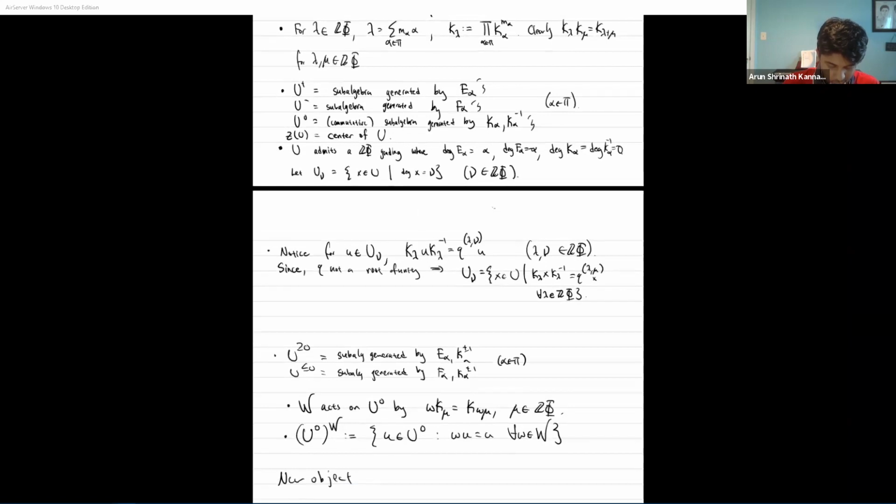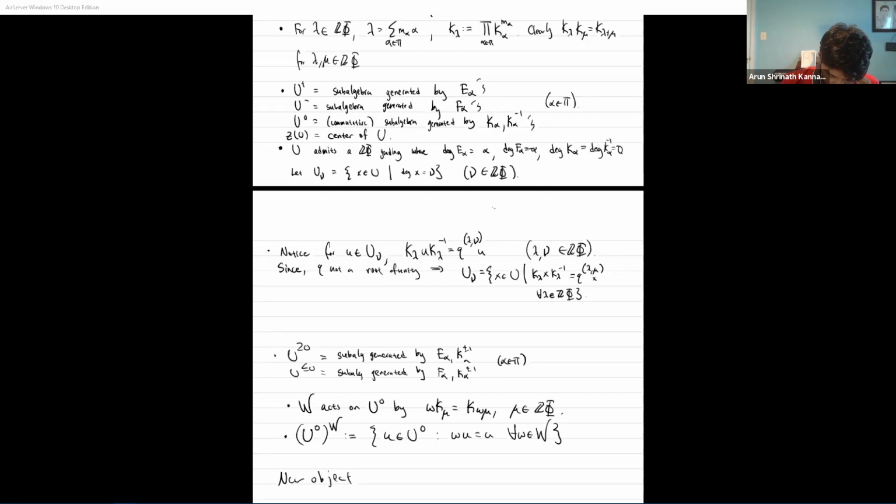I don't recall if we introduced this last time, so I'll be a bit more specific. We have these two subalgebras, U greater than or equal to 0 and U less than or equal to 0, which are just the algebras generated by the E's and the K's, and the F's and the K's, respectively.